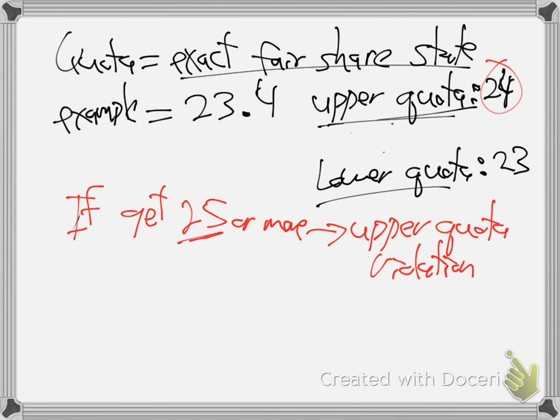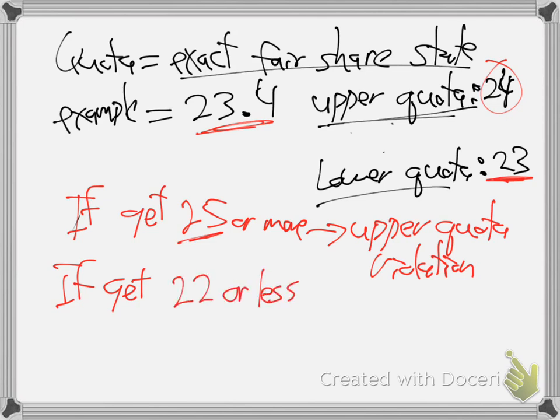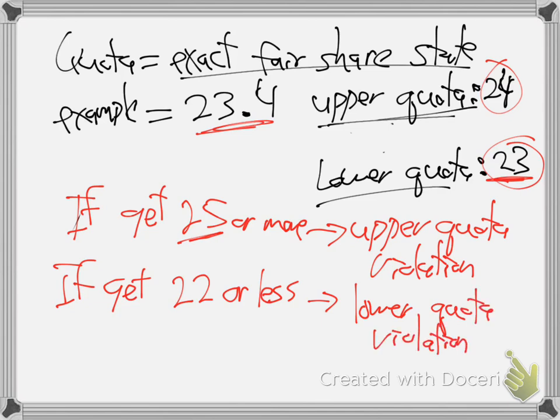That's not fair. And the lowest they should get is 23, right? Because again, they really deserve 23 and a half about. So the lowest they should get is 23 if you round them down. If they get 22 or less, if they get below the bottom of fairness, that's just really not fair. That's a lower quota violation. That just should not be. They should not get 22 or less. Any method that does that is doing something bad. All right, we got all that written down.